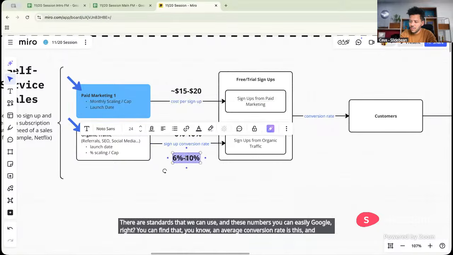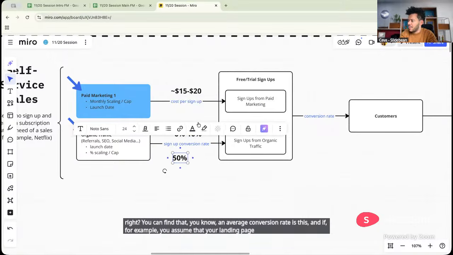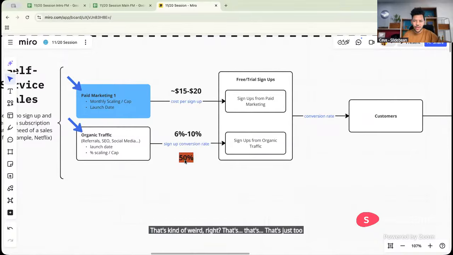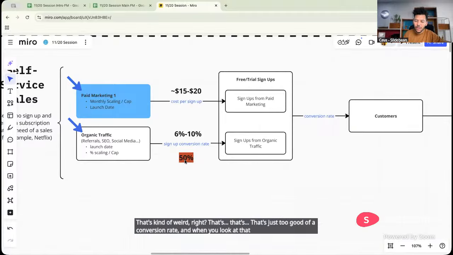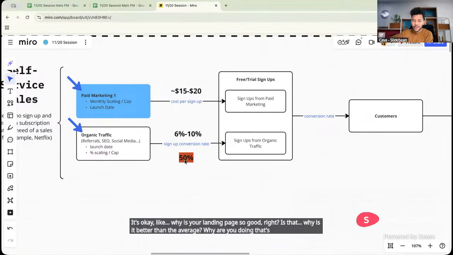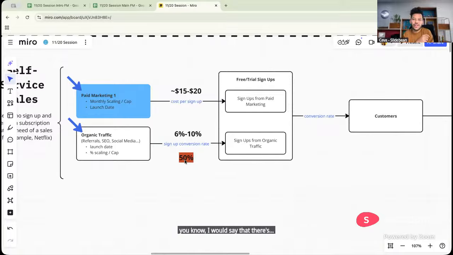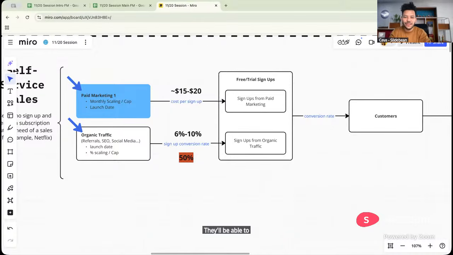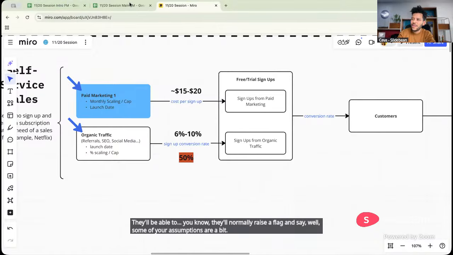And if, for example, you assume that your landing page conversion rate is going to be 50%, that's kind of weird. That's just too good of a conversion rate. And when you look at that in a financial model, or in a company's assumptions, it's okay, why is your landing page so good? Why is it better than the average? What are you doing that's incredibly good about that landing page? I would say that it's really hard to defend a 50% conversion rate assumption. And when investors look at your assumptions, they'll normally raise a flag and say, well, some of your assumptions are probably a bit too optimistic.